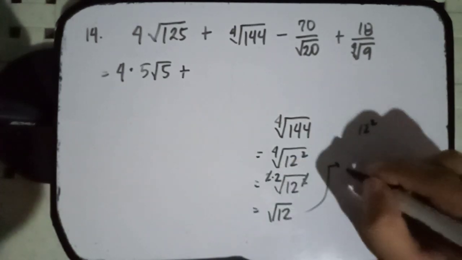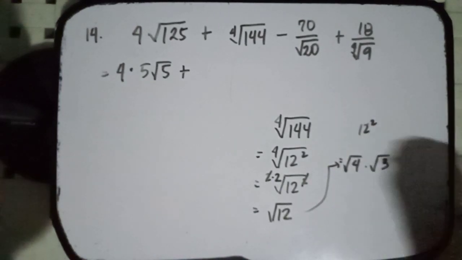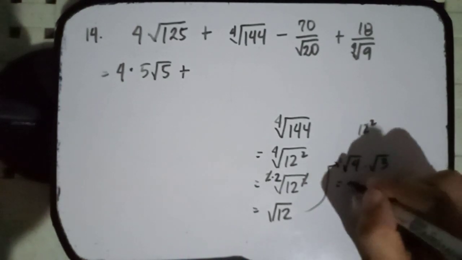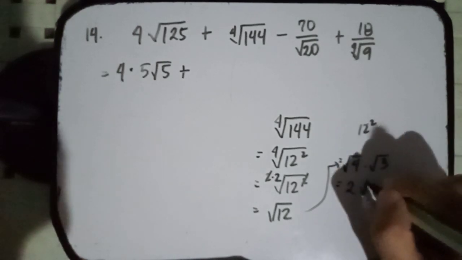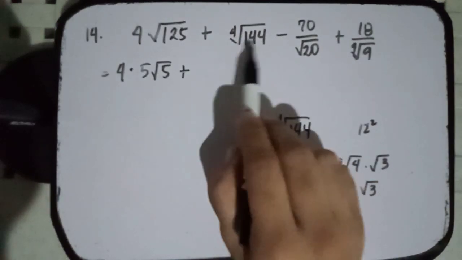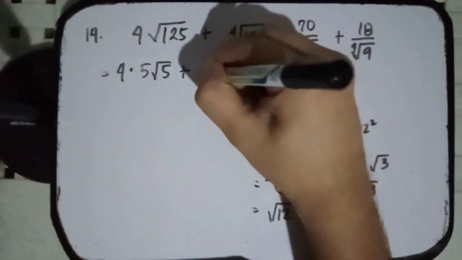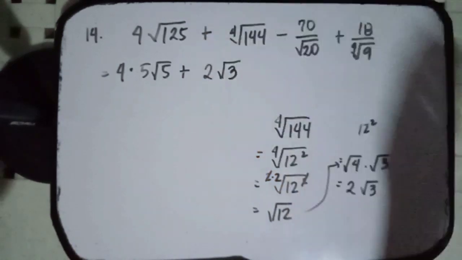So from here, it becomes the square root of 4 times the square root of 3 na lang siya, and then the square root of 4 is equal to 2. So 2 square root of 3. Okay, so from here na-simplify na into 2 square root of 3.